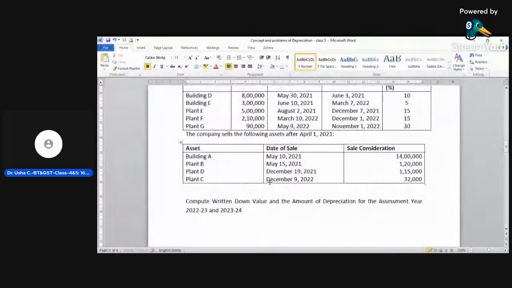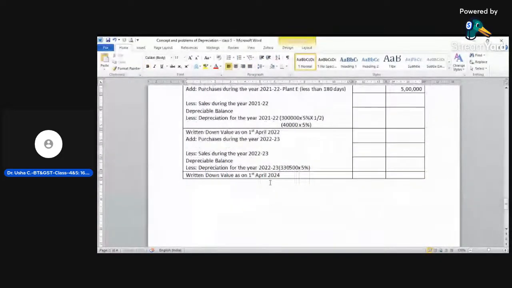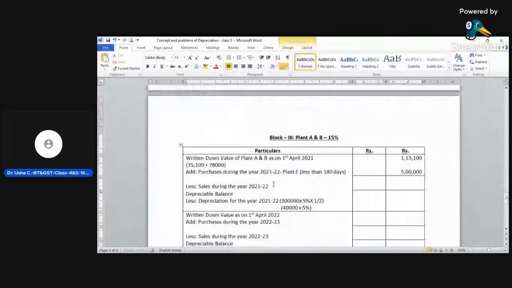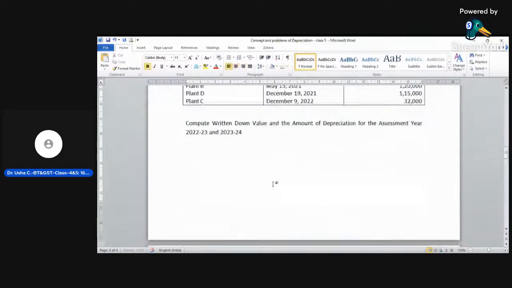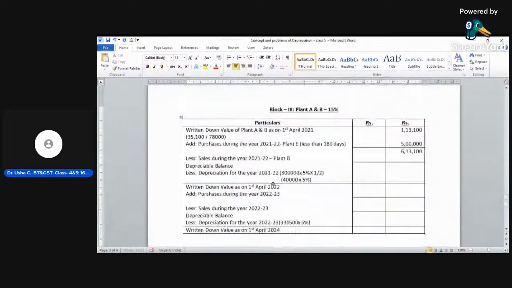Plant B for 1,20,000. Plant B is sold for 1,20,000. Take the total of this, 6,13,100, and plant B is sold for 1,20,000. You just deduct and take the balance. It is 4,93,100. So this is called the depreciable balance.